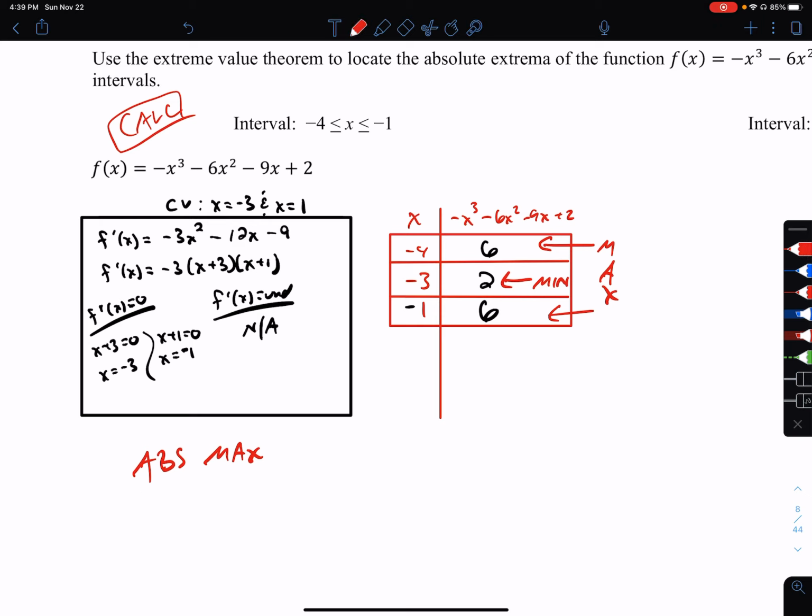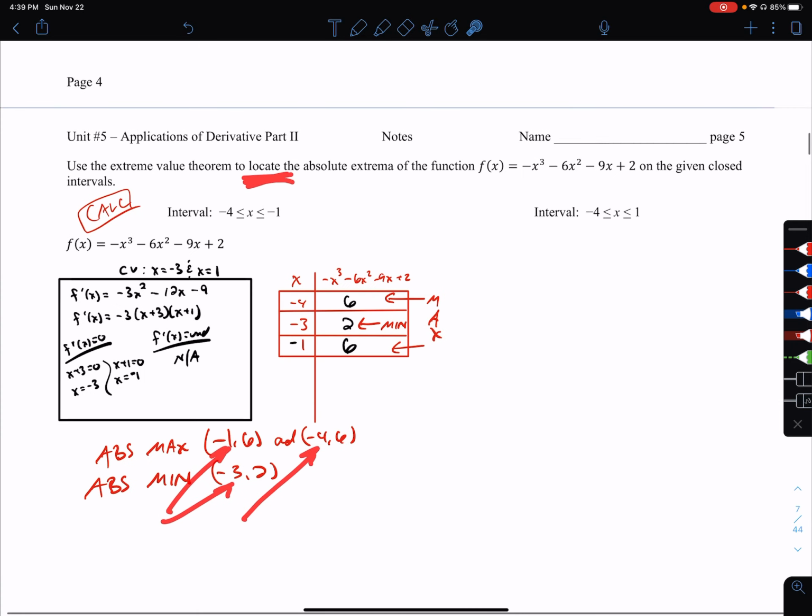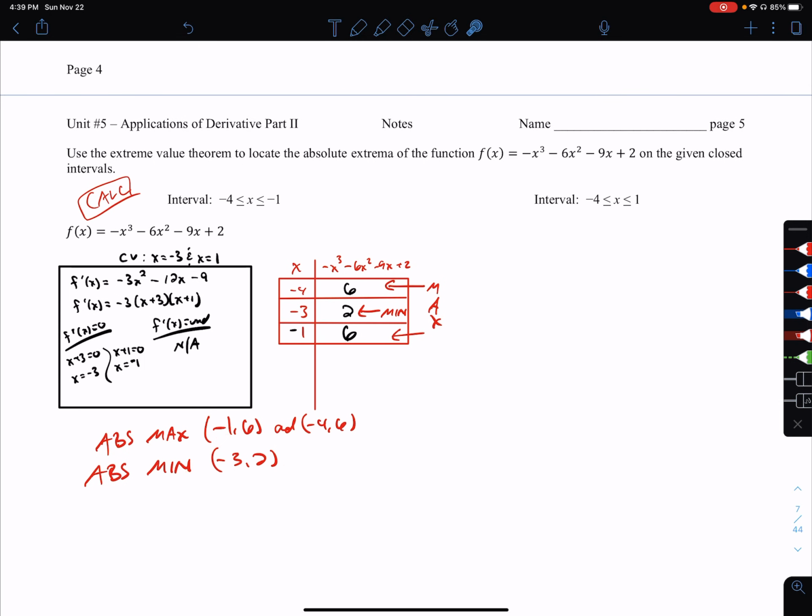But a lot of people have trouble with determining if they're supposed to find the x values or y values. So I'm just going to list the ordered pair. (-1, 6) and (-4, 6) are the points that make the absolute maximums, and the absolute minimum is at (-3, 2). Technically speaking, when it says locate, those are x values. Those are locations.